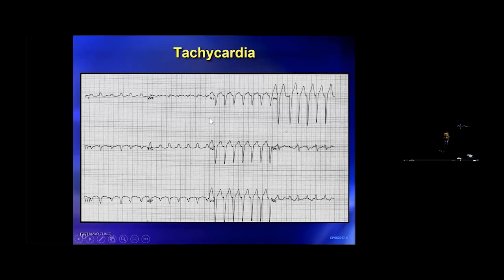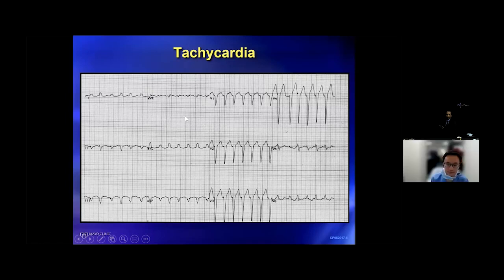So if no other volunteers, maybe I'll ask Dr. Lee again. Dr. Lee, this is a patient with palpitation, and you have to pick a site where you want to ablate this person's arrhythmia. Any thoughts? So here we see tachycardia with left bundle branch kind of morphology with a left superior axis.